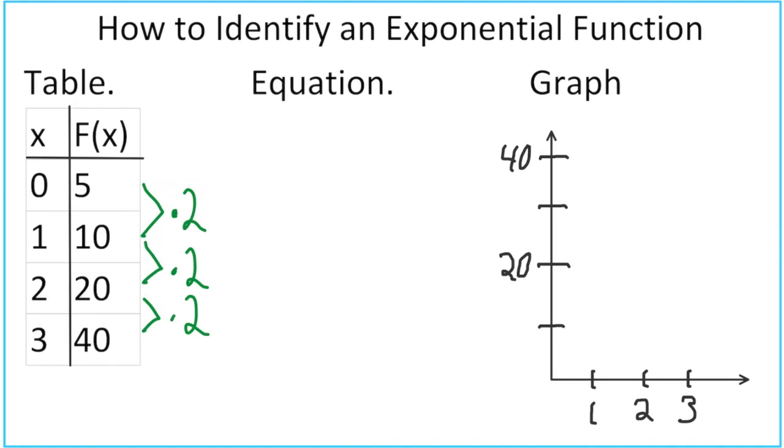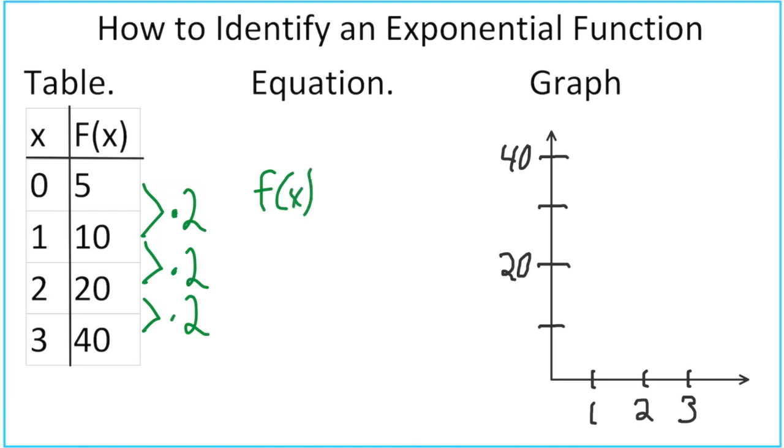Now, this pattern only works if your x values are increasing by the same value each time. So notice our x values go 0, 1, 2, 3. Because of that pattern, we can use the times 2 as our pattern, and it's exponential. All right, how would we write the equation for this?